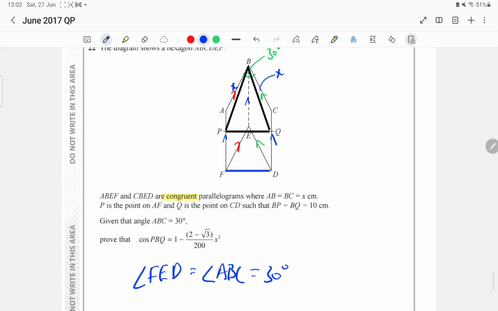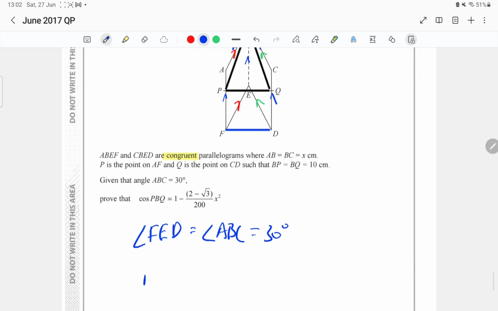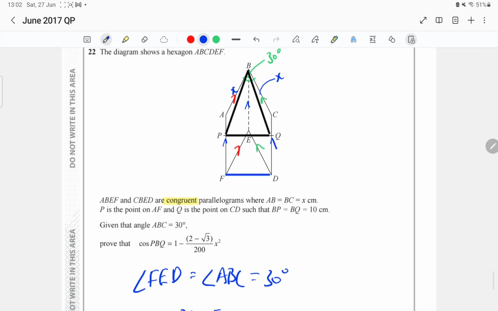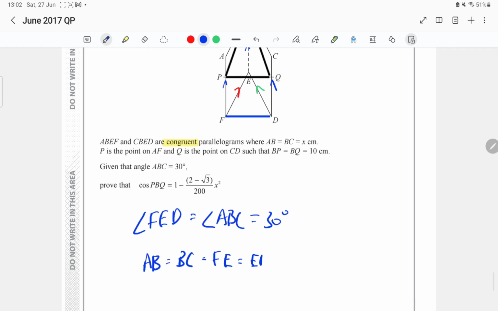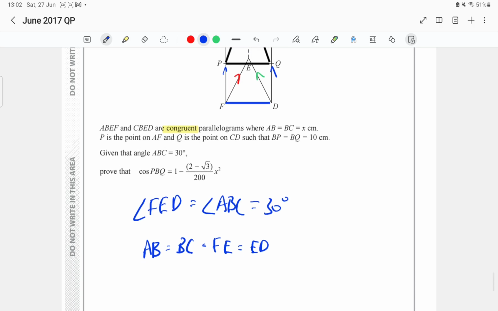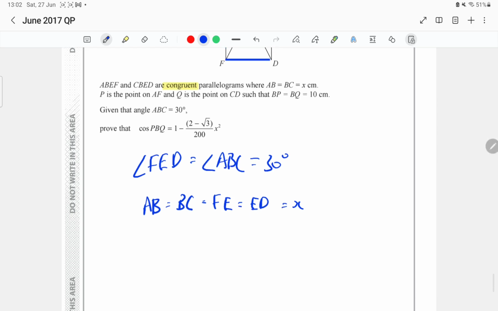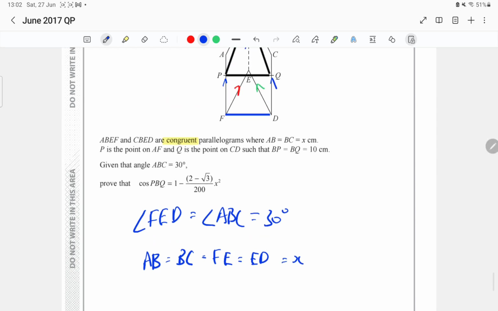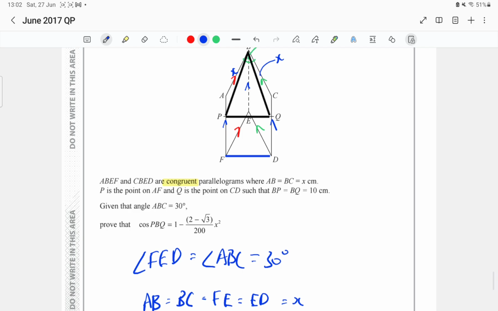Okay, so we know AB is x centimeters because AB equals BC, and this also equals FE, which also equals ED. Why is that? Because again, it's a congruent parallelogram, and in a parallelogram, there are two sets of equal length sides, and there are also two sets of parallel lines. So we know this is all equal to x. So we can use the cosine rule to solve the length of FD. And if we can solve the length of FD, we know the length of PQ. And then we can apply the cosine rule again to find out the angle.